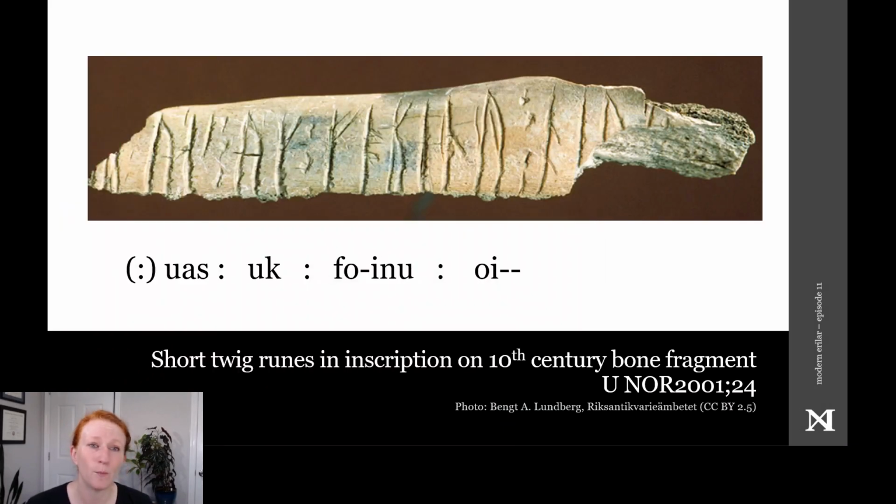Both variants appeared among the movable object inscriptions recovered from the trading port at Birka in Mälaren between about 750 to 970 of the Common Era. This first Birka inscription begins with a U and then a short twig A here and a short twig S. And then later on in the inscription we have a short twig N as well.